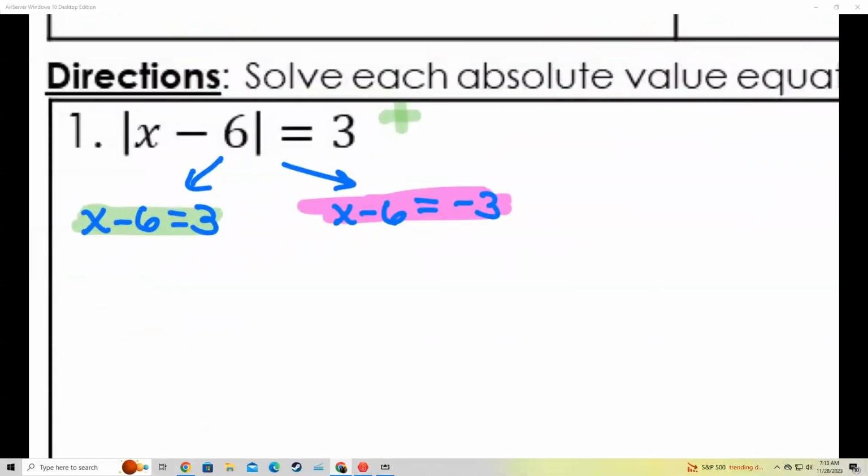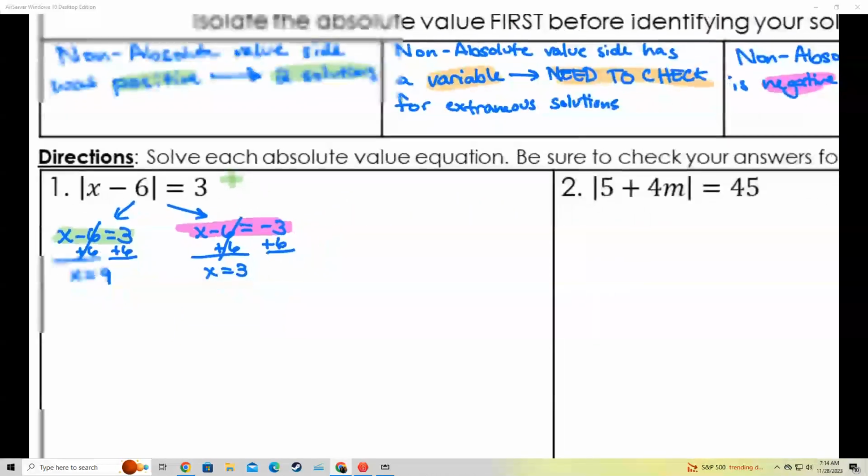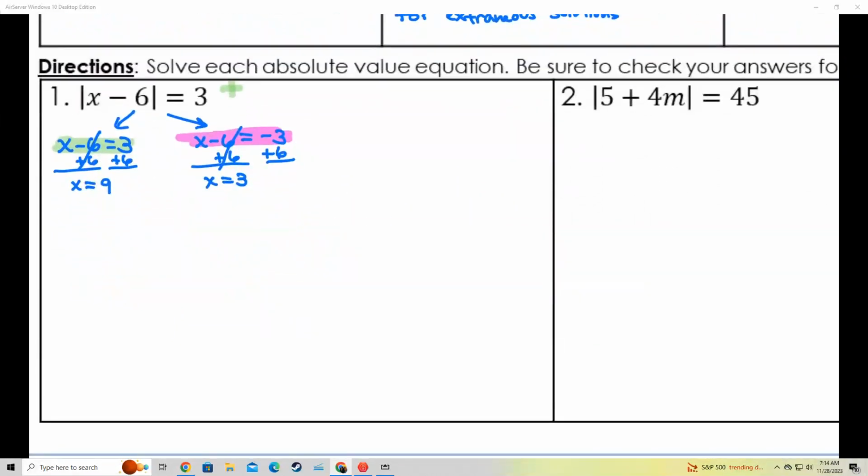How do I solve this one for x? Well, all I'm going to do is add 6 to both sides. I get x equals 9. And on this one, I'm going to add 6 to both sides. I get x equals 3. So I ended up with two solutions, which I knew was going to be the case.